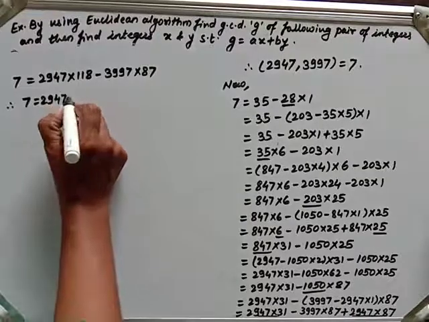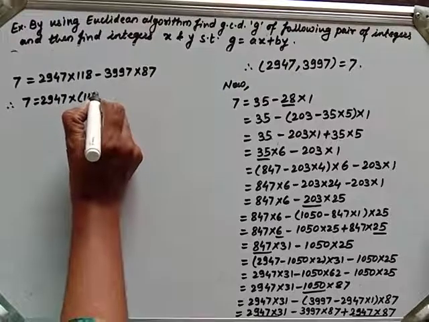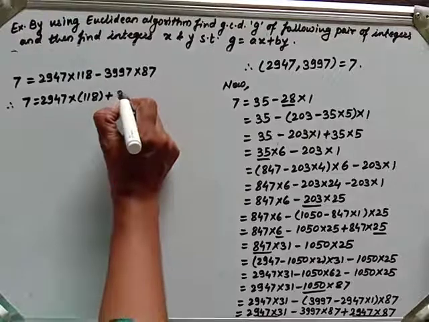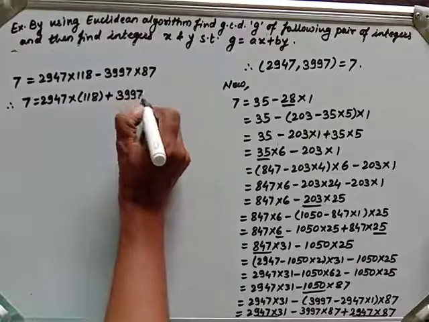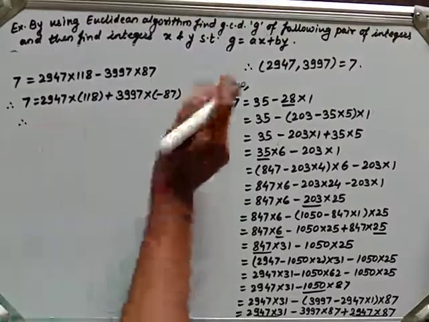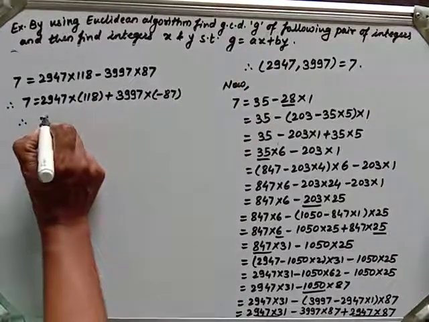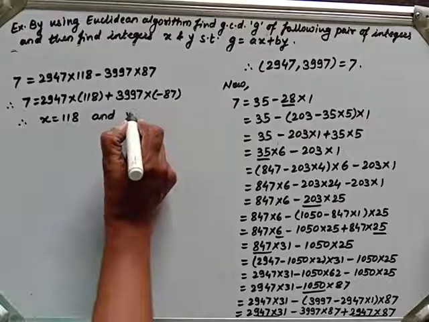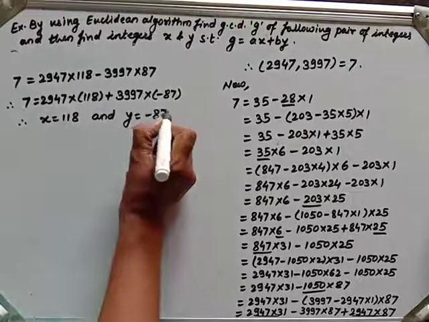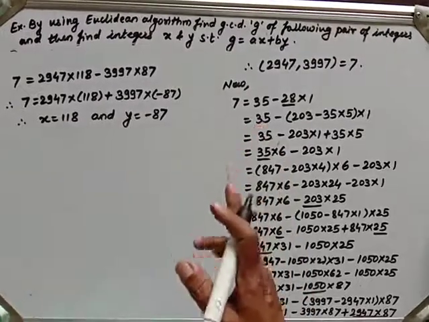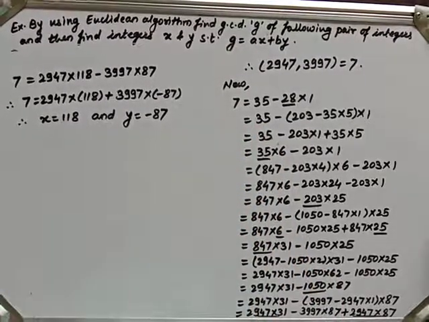2947 multiplied by 118, plus 3997 multiplied by minus 87. Therefore comparing with this one, we get x is equal to 118 and y is equal to minus 87. Now this is about finding GCD of any two integers and expressing them as a linear combination of the same.